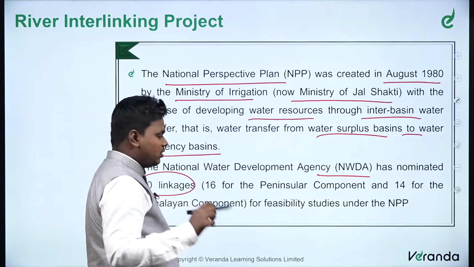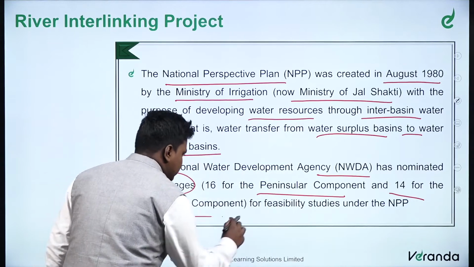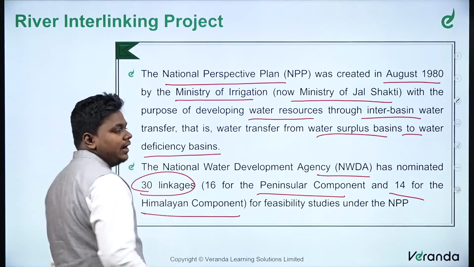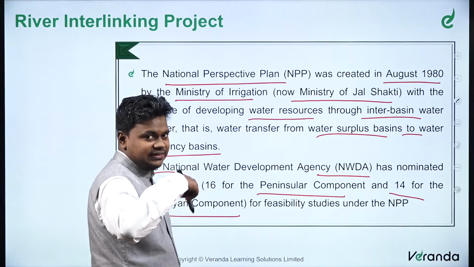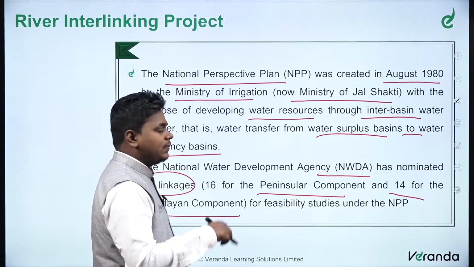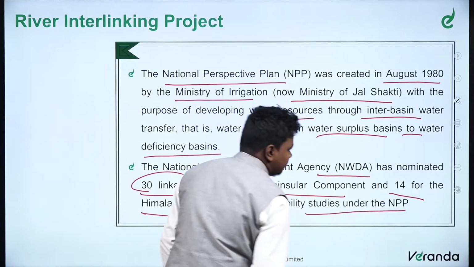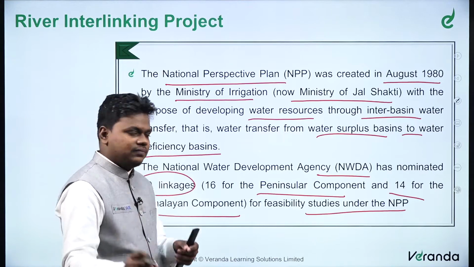The National Water Development Agency, NWDA, has nominated 30 linkages across the country. So, 16 for the peninsular component and 14 for the Himalayan component. So, 16 projects with respect to the peninsular area and 14 projects for the Himalayan regions, that is the Ganges, Yamuna and these rivers, for the feasibility studies under the NPP. So, why is this river interlinking project important for India?